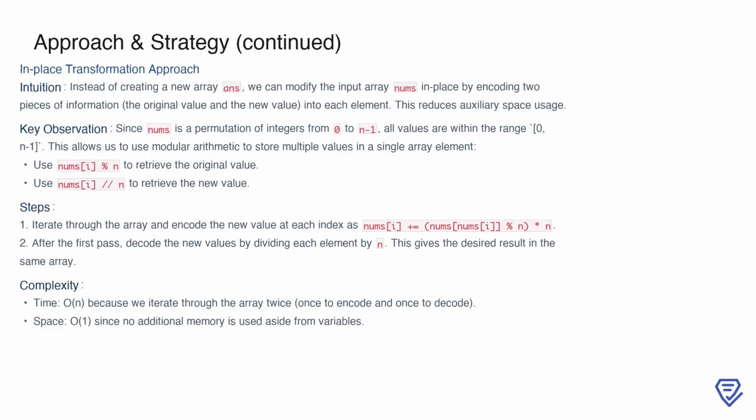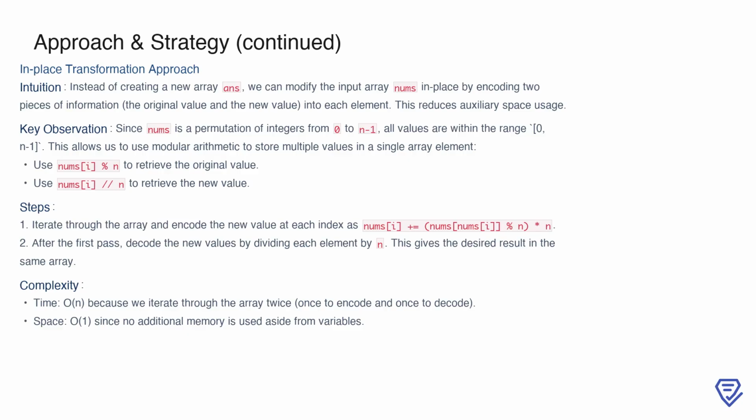The key idea here is to avoid using extra space by modifying the input array nums directly. To achieve this, we encode both the original value and the desired new value into each element of the array. This is possible because the input array is a permutation of integers from 0 to n-1, meaning all values are within this range. Using modular arithmetic, we can retrieve both the original and new values from a single element. Specifically, we use nums[i] % n to extract the original value and nums[i] / n to access the new value.